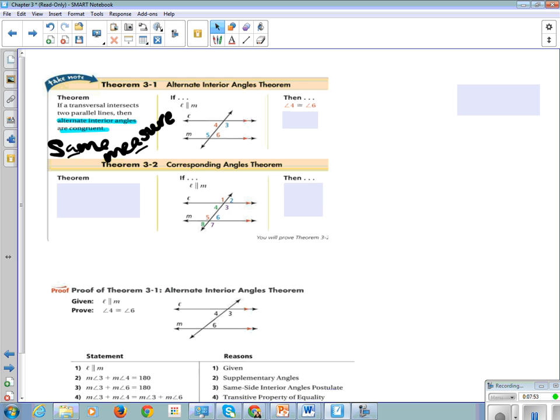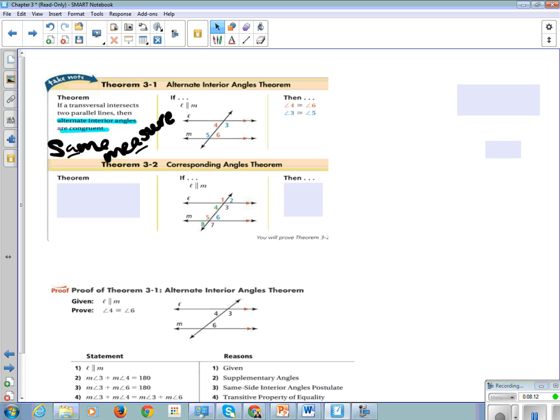Angle 4 is congruent to angle 6. Oh, it's convenient that they're the same color on mine. On yours they're black and white, sorry. And then angles 3 and 5 are congruent. They have the same measure.